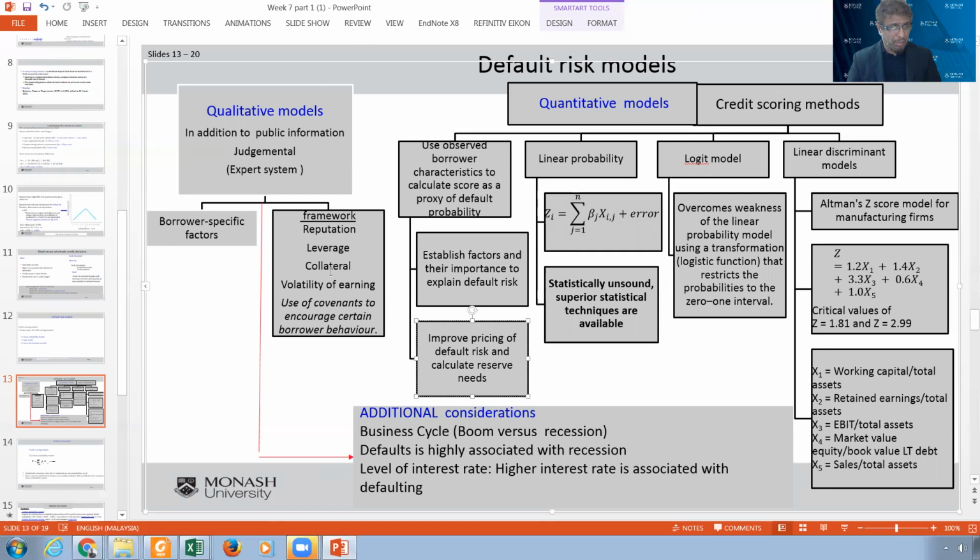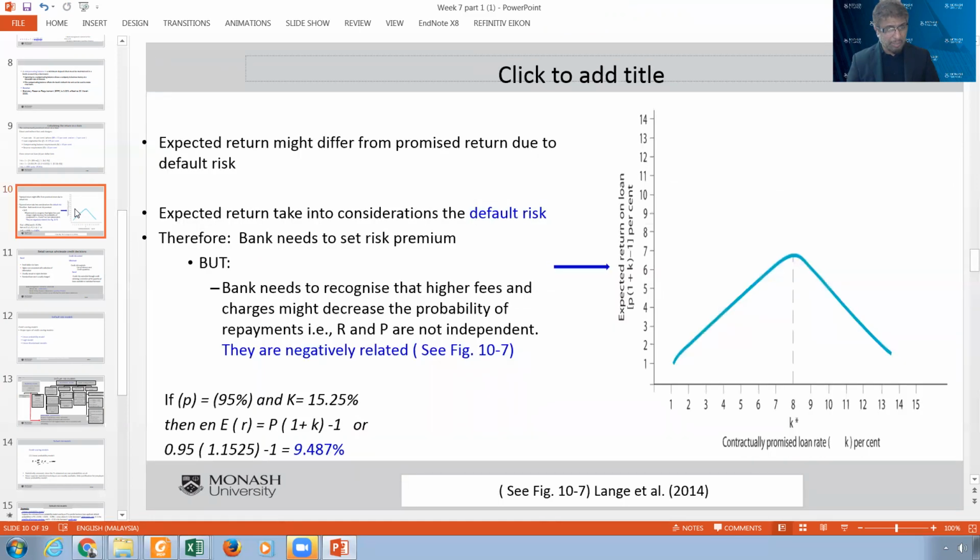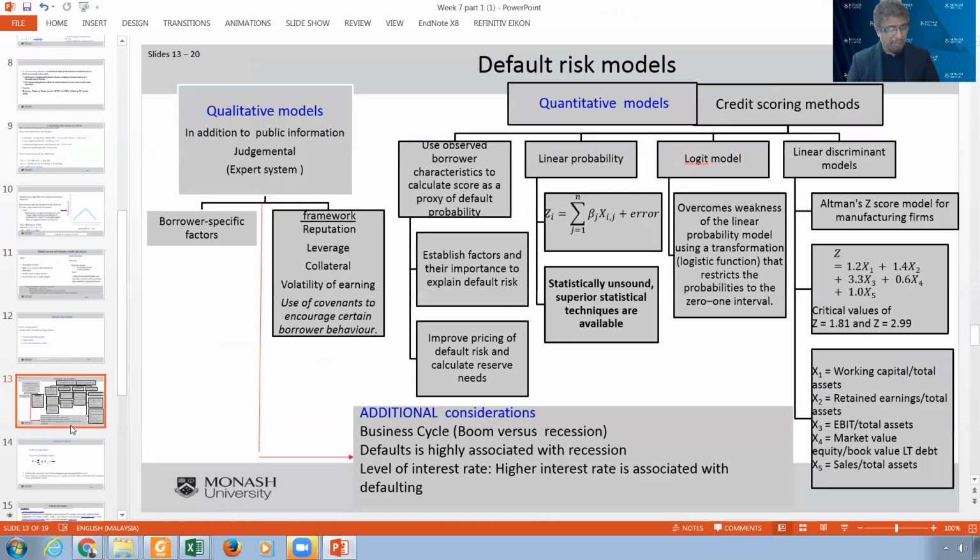So these are actually the borrower-specific factors. We also have to consider something outside of the borrower issues, the quantitative one and the qualitative one. We have to look at the business cycle. Sometimes there is a boom in the country versus a recession. We have to take that into consideration. We also have to take defaults into consideration. Defaults are highly associated with recession, as we know. And we also have to take care of the level of interest rates, because higher interest rates will lead to defaulting. And I think I have explained it here. So these are three issues.